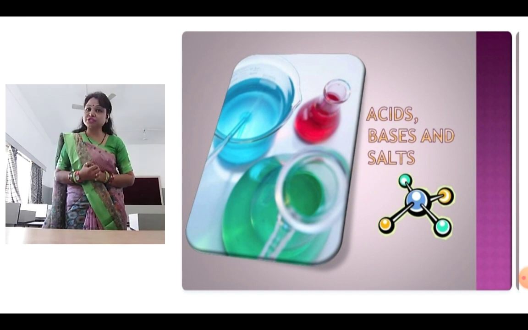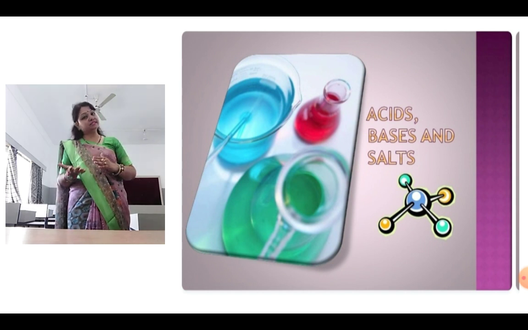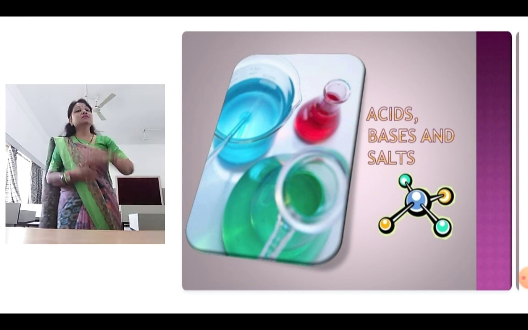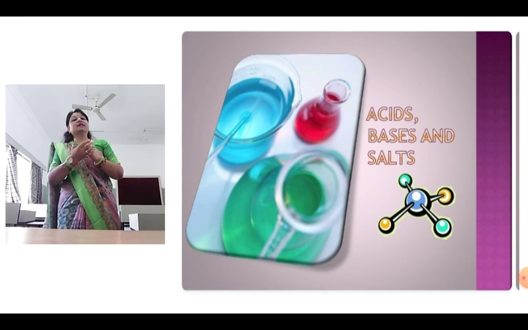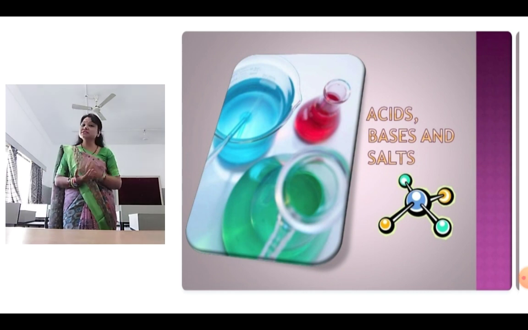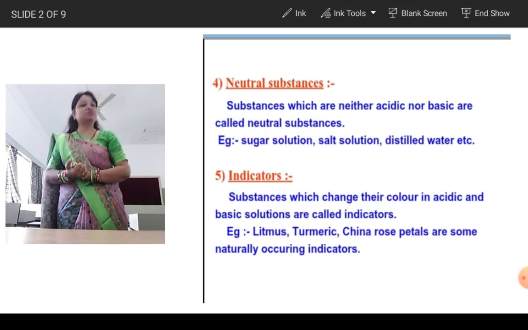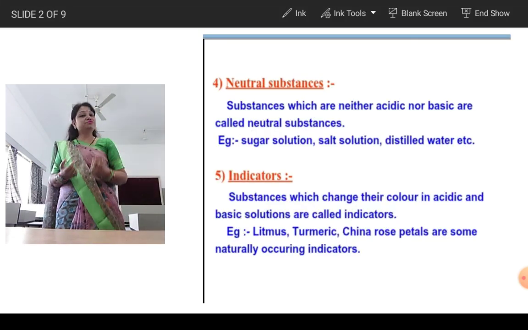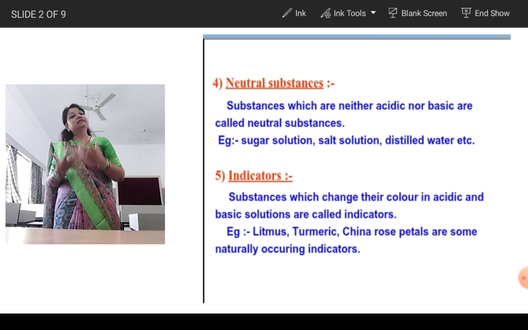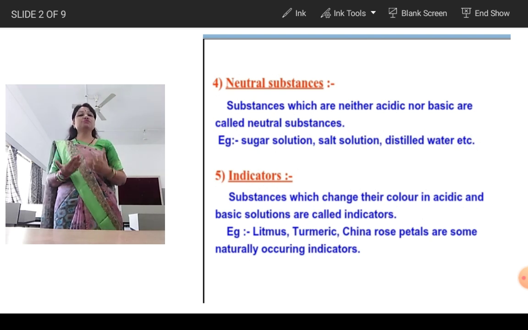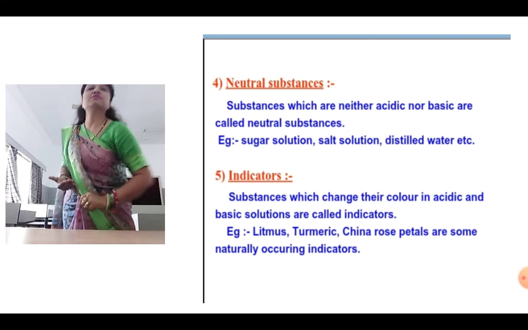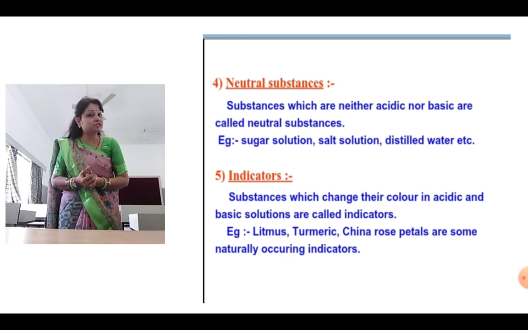In the previous sessions we have discussed acids and bases, their common characteristics, examples, as well as their uses. Now, in continuity, students, today we are going to discuss the neutral substances, the indicators, as well as the neutralization reactions. So what are the neutral substances?